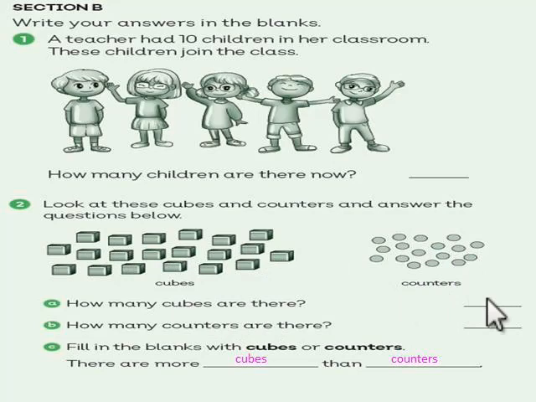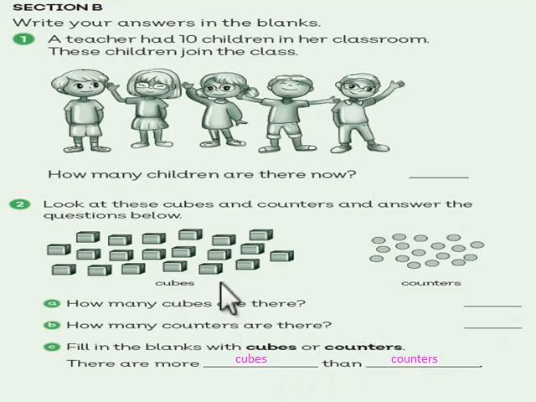And letter B, how many counters are there? Can you count the counters here? Then write how many counters are there altogether. Very good. And C, I wrote the answer already. So fill in the blank with cubes or counters. So there are more cubes than counters. It means cubes are many, more than counters. Counters are less. Okay, so A, count the cubes, and B, count the counters. Very good.